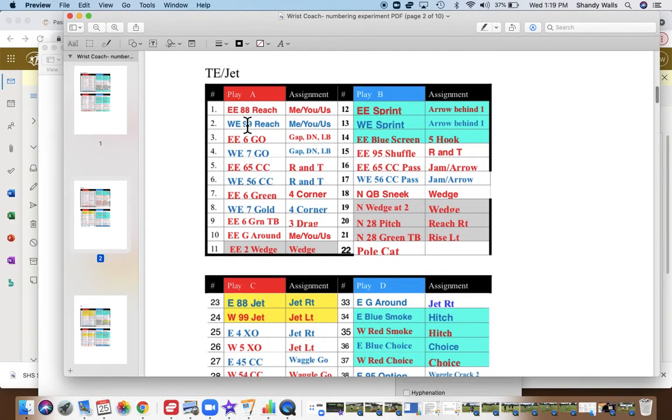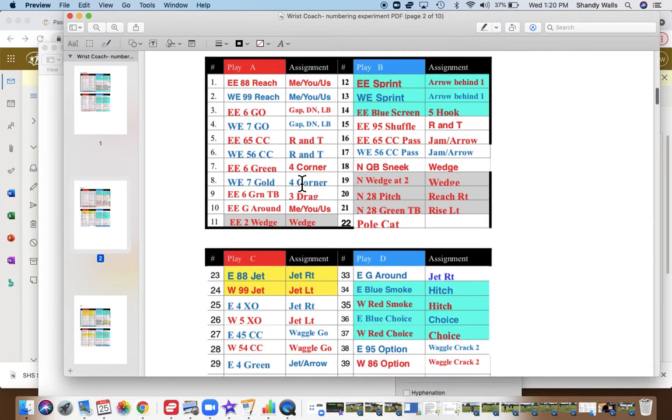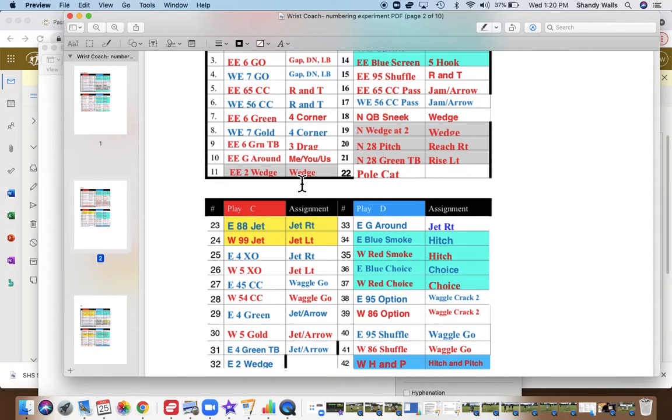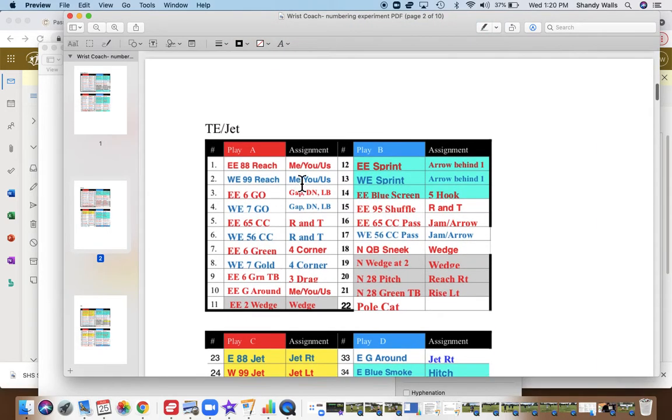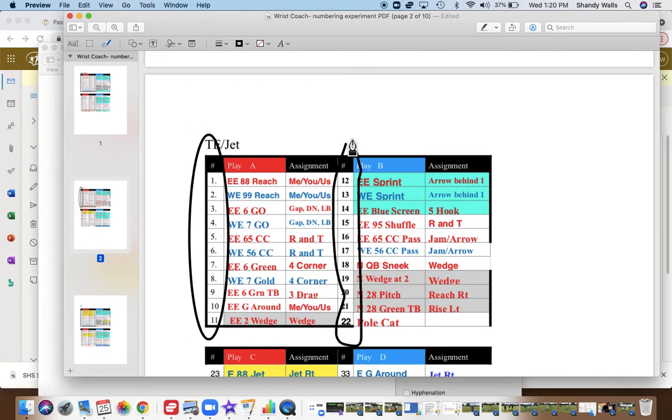As you can see, for our tight end slash jet player, we've got a total of 42 plays. Whether we get to all 42 of these plays or not, I don't know. It's going to depend on how much you guys can absorb. But let's just take this first section, plays 1 through 22, and look through them. Now, our first column over here, it says number, and you've got numbers 1 through 11. You've got another similar column right in the middle of 13 to 22.